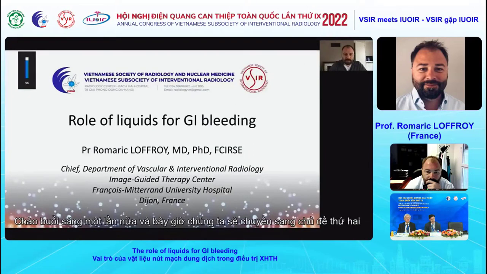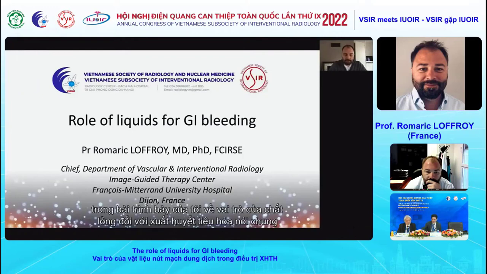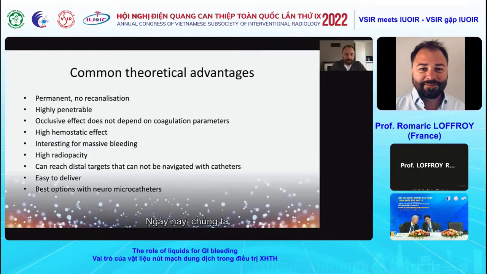So let's move on to the second topic from my side, about the role of liquids for GI bleedings in general. We use more and more liquids and liquid embolic agents for GI bleedings, whether arterial bleedings, of course, but also venous bleeding, with different common theoretical advantages of cyanoacrylates and copolymers. We will see that in the next slides.